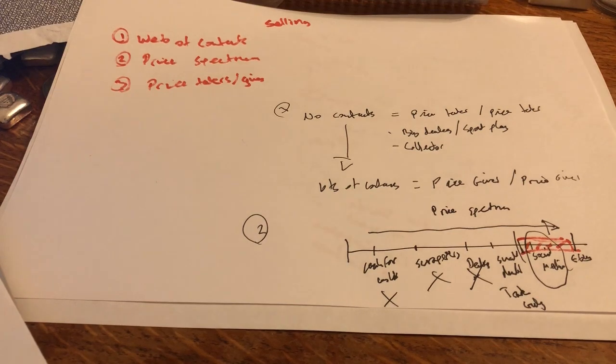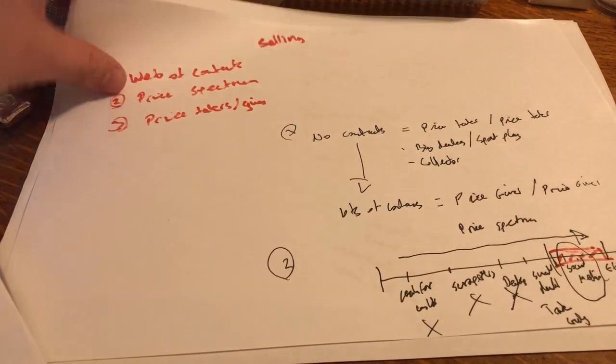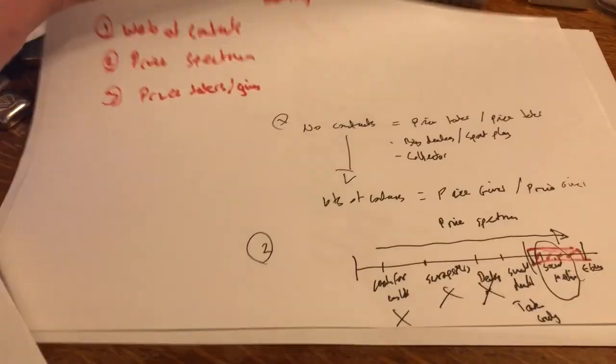So you may be thinking, okay, well, I've got my web of contacts. I understand the price spectrum. I'm kind of getting the price givers versus price takers, but I'm not sure how it relates to what I buy. So I've actually pre-prepared a grid for you. This is what I got wrong yesterday.